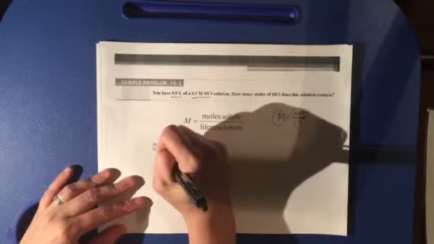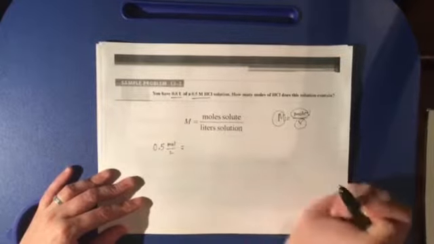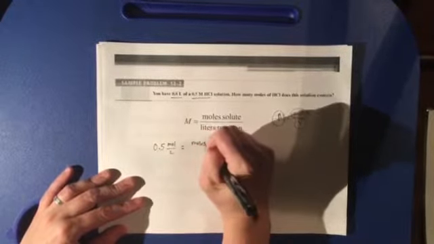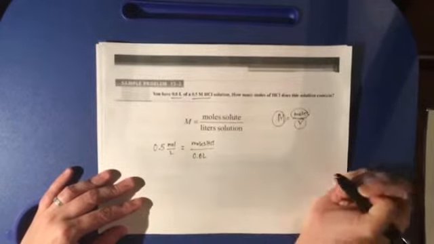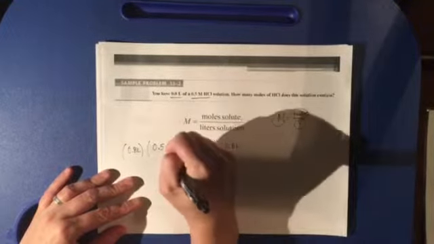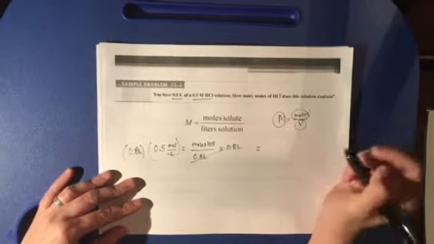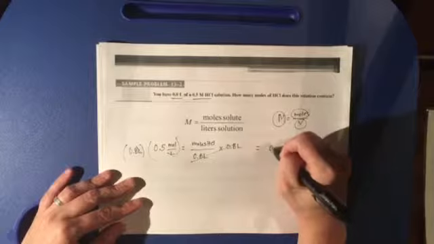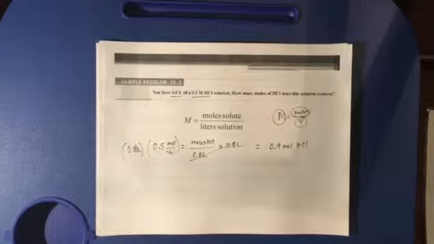And so it would be that 0.5 moles over liters of HCl is equal to the moles of HCl over the volume, which is 0.8 liters. Multiply each side by 0.8. That cancels, and so you get that the moles of HCl is equal to 0.4 moles of HCl. So you can do it like that, and that's fine. As long as you're showing your units, that's fine.